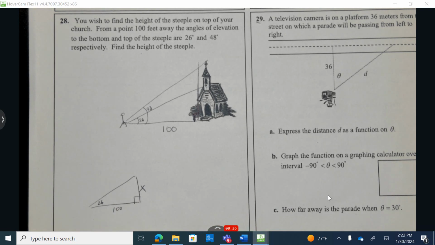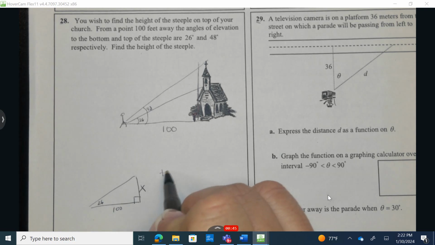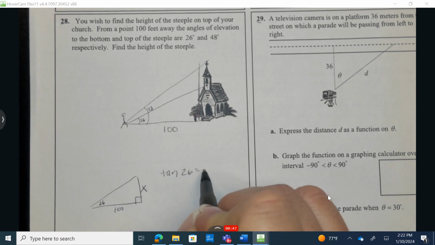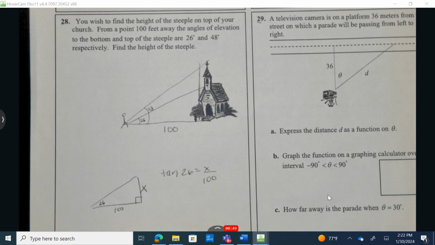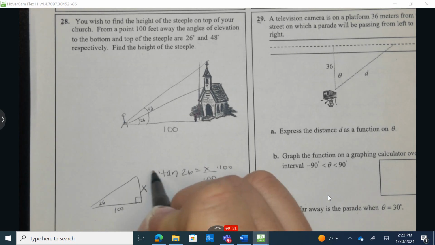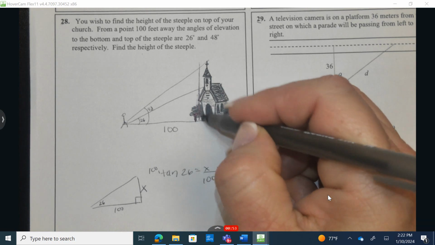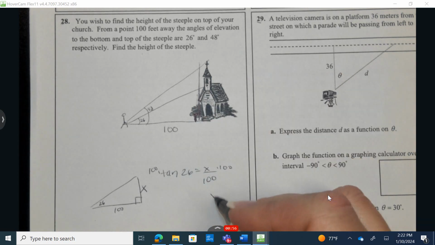So how do we choose which primary trig function to use, whether it's sine, cosine, or tangent? Well, from this given angle, this is opposite and this is adjacent. I know tangent is opposite over adjacent. In order to solve here, I'm going to multiply both sides by 100, and now I'll know the distance from the ground up to the bottom of the steeple.